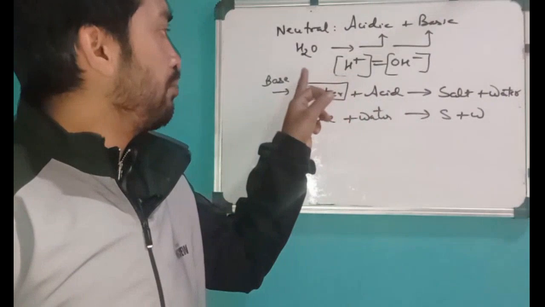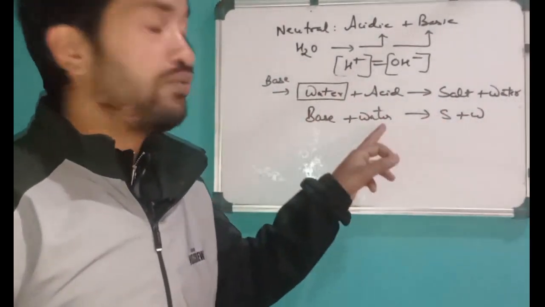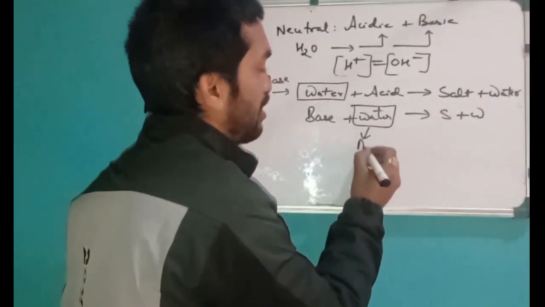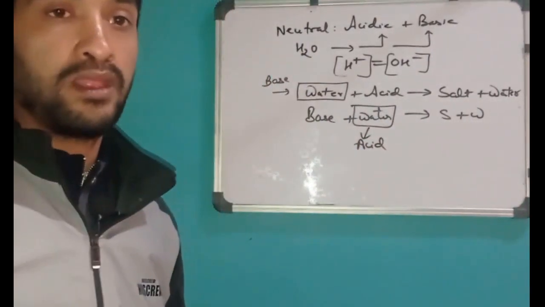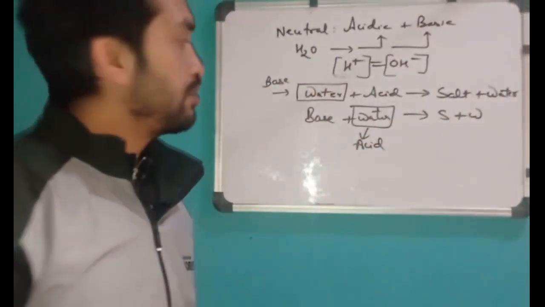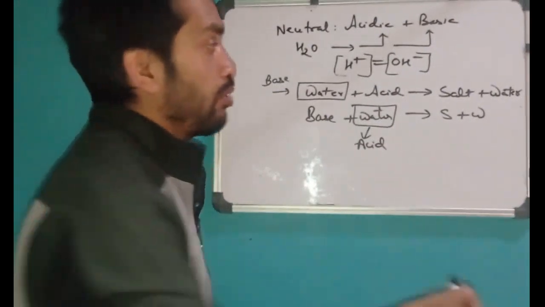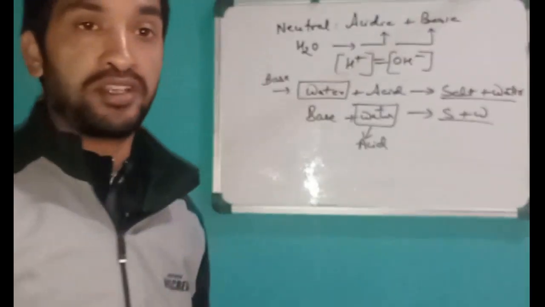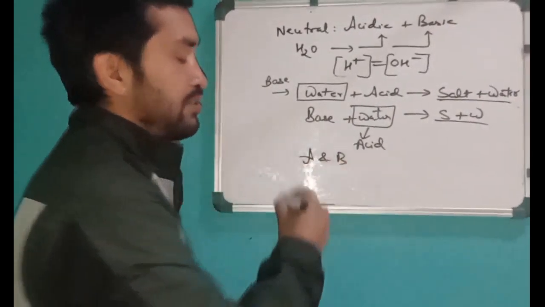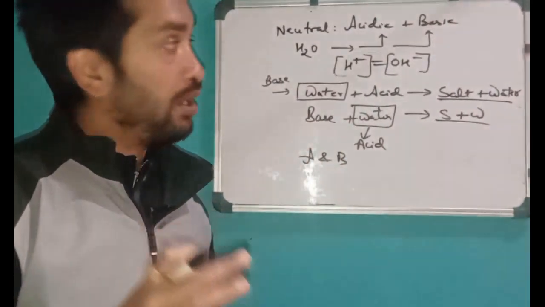When an acid reacts with a base, or a base reacts with an acid, it gives out salt and water. And when a base reacts with water, again it is giving salt plus water. It means here water is behaving like an acid. So if you do this type of reaction, you will find that with acid, water behaves like a base, and with base, water behaves like an acid. How did we get to know? Because the product we are getting is the product of a neutralization reaction, and in a neutralization reaction, the species that react are acid and base.